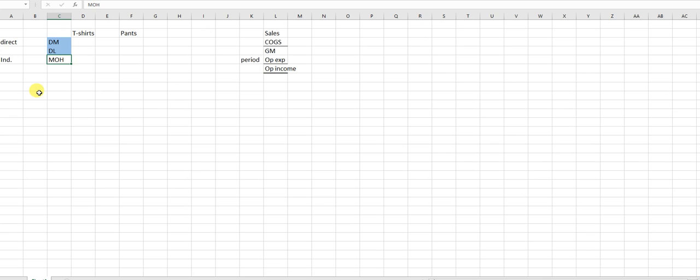Okay, however, if I wanted to add selling and administrative expenses, and I wanted to split my accountant's salary time between them, I would call that an indirect cost category even though it's not manufacturing overhead, because I need to split it.